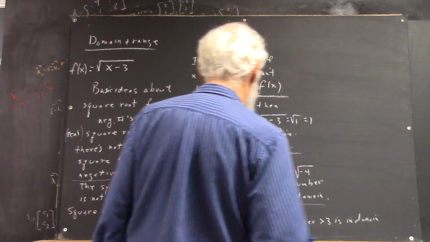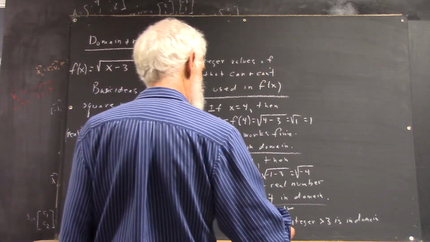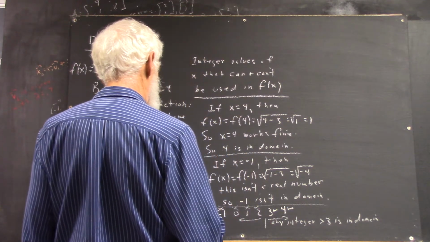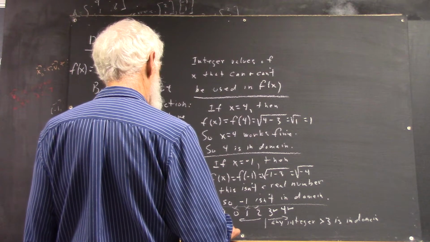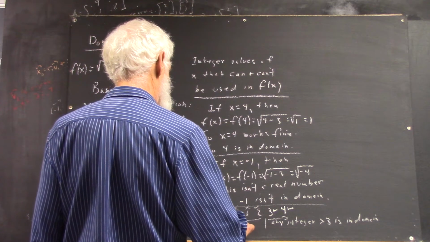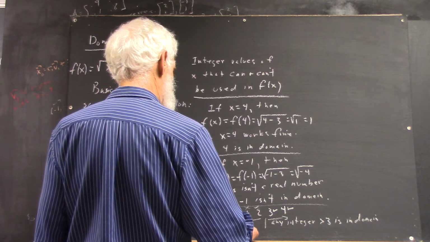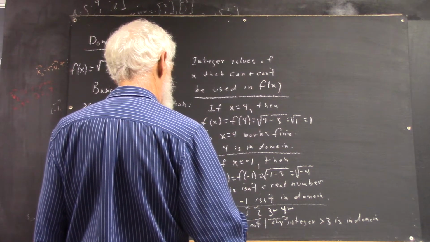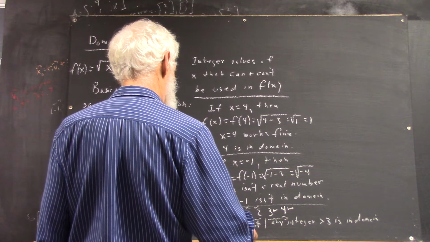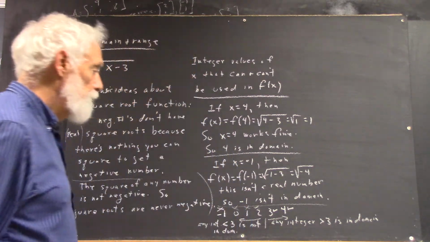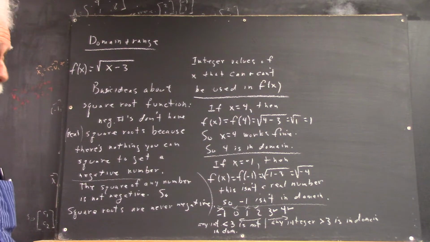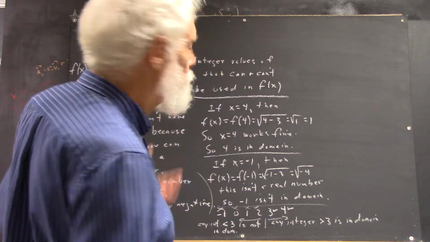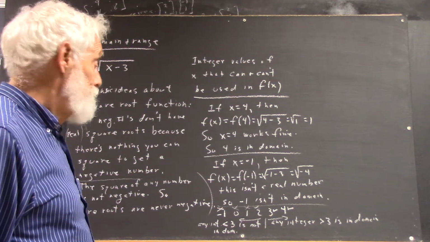Any integer greater than 3 is in the domain, so everything from here on, right? And here, any integer less than 3 is not in the domain. And you understand now why. Well, that's just integers, right?